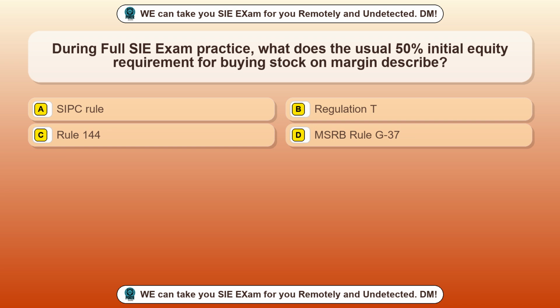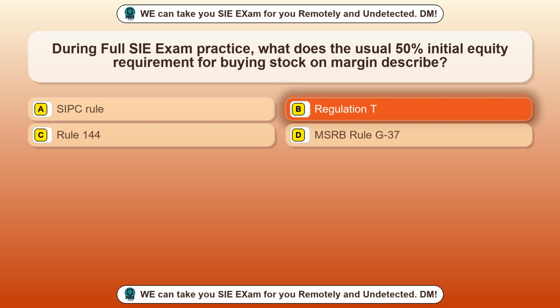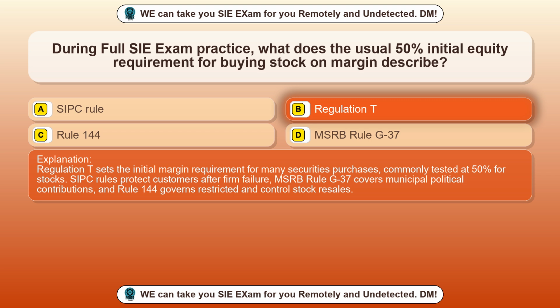Question 72. During full SIE exam practice, what does the usual 50% initial equity requirement for buying stock on margin describe? Option A, SIPC rule. Option B, Regulation T. Option C, Rule 144. Option D, MSRB Rule G37. The correct answer is option B, Regulation T. Regulation T sets the initial margin requirement for many securities purchases, commonly tested at 50% for stocks. SIPC rules protect customers after firm failure. MSRB Rule G37 covers municipal political contributions, and Rule 144 governs restricted and control stock resales.